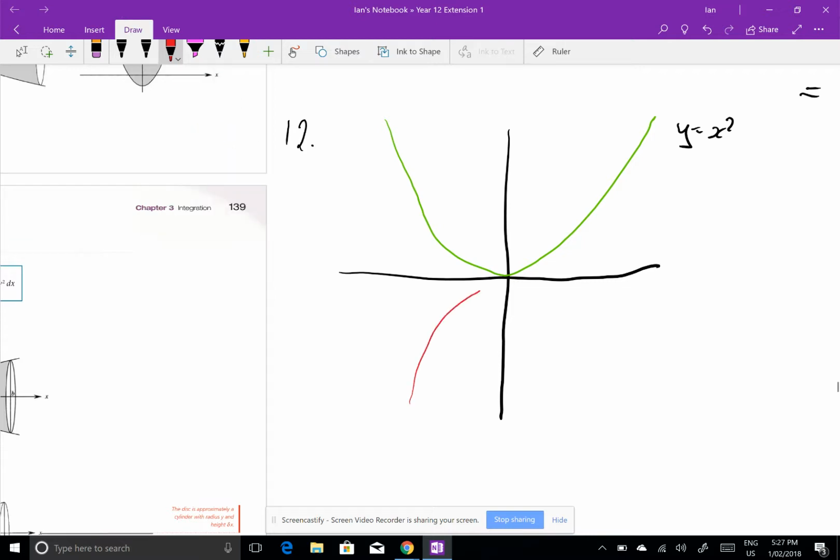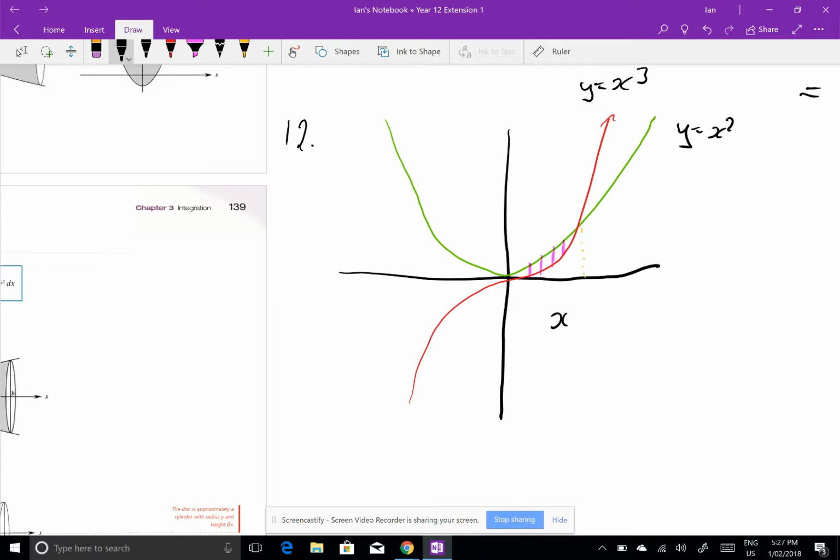And here we come. And there it goes. There's y equals x cubed. So again, we need to find the point of intersection. So we need to find that value there. And the area we're finding is this area in here. Now the green's obviously on top, so let's solve simultaneously to find the point of intersection.